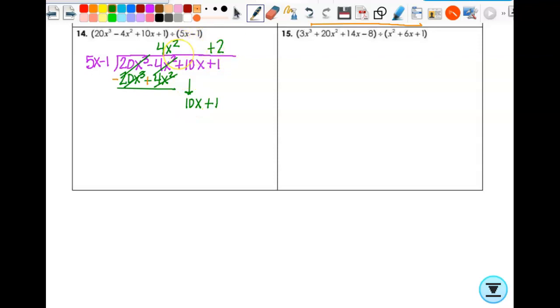I'm not going to have an x term. Multiply it back, and I'm going to get 10x minus 2. I change the signs. Those zero out, and I get a 3. So my final answer is going to be 4x squared plus 2 plus 3 over 5x minus 1.